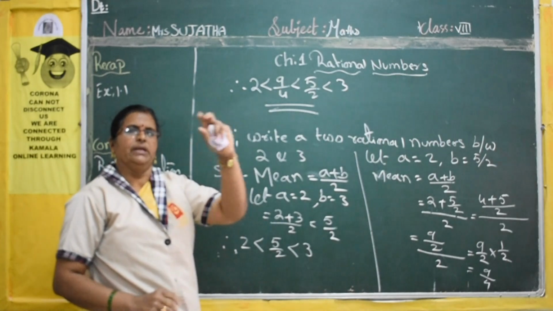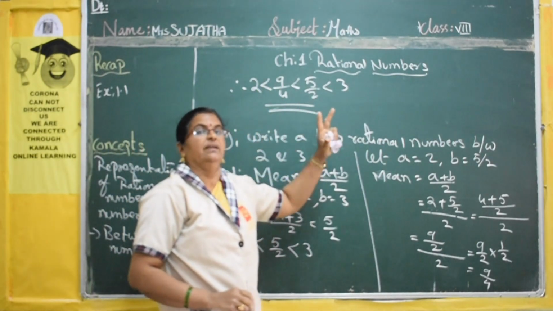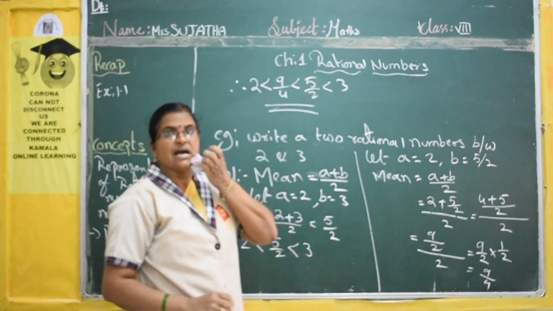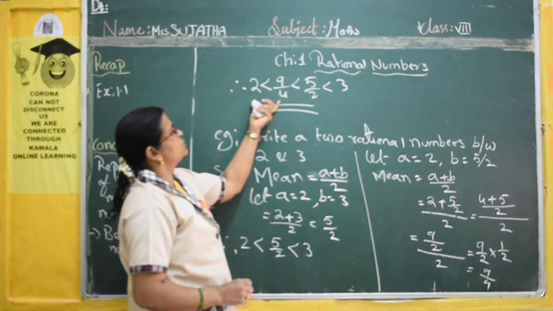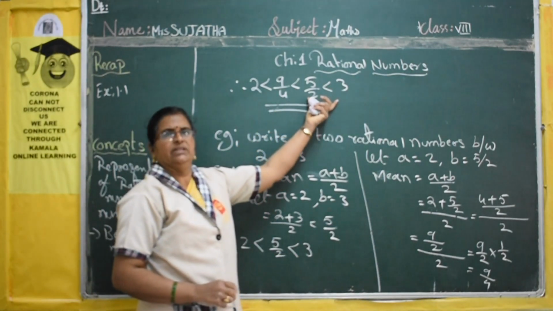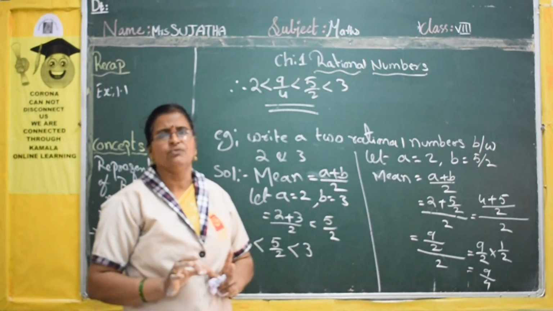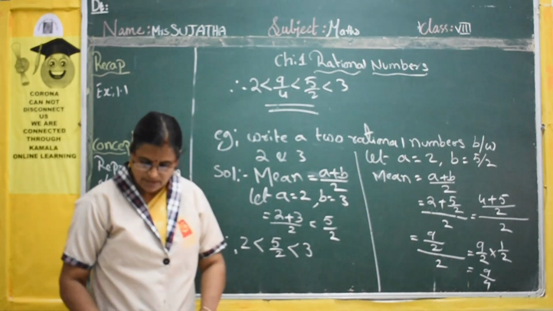Like this, so many rational numbers we can insert between any two numbers. So suppose he is asking to find 6 rational numbers, again between these two or between these two or between these two. Like this you can find an infinite number of rational numbers. Understood? Okay, ma'am.